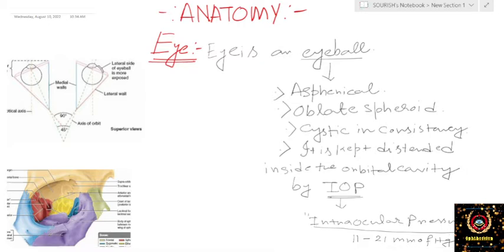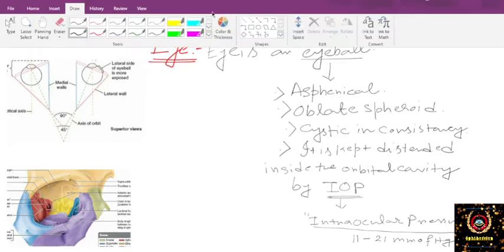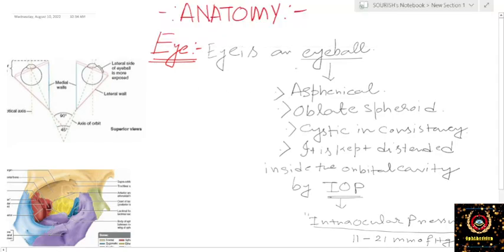Okay, so we have seen the definition of the eye. First, eye is an eyeball that is aspherical, oblate spheroid, cystic in consistency, and it is kept distended inside the orbital cavity by intraocular pressure, which is about 11 to 21 millimeter of Hg. Now, as we have said orbital cavity, what is this orbital cavity? This orbital cavity is made up of bones, in which the eyeball is situated.